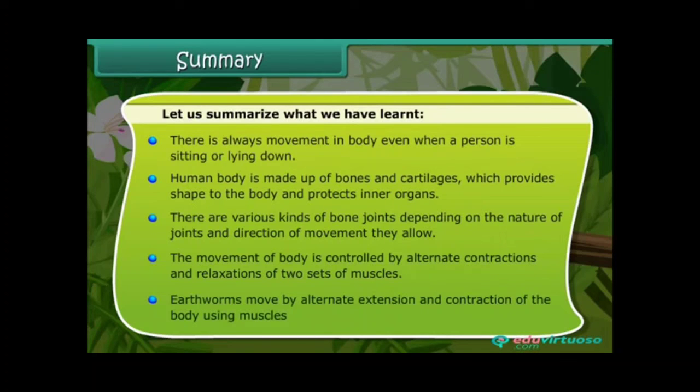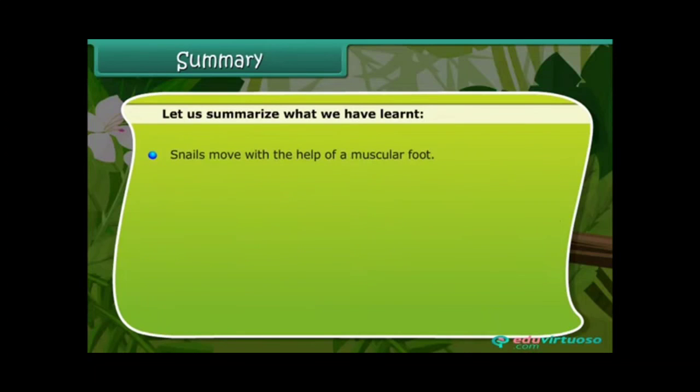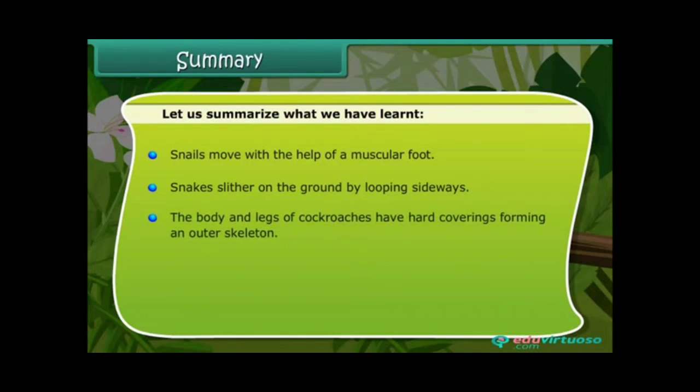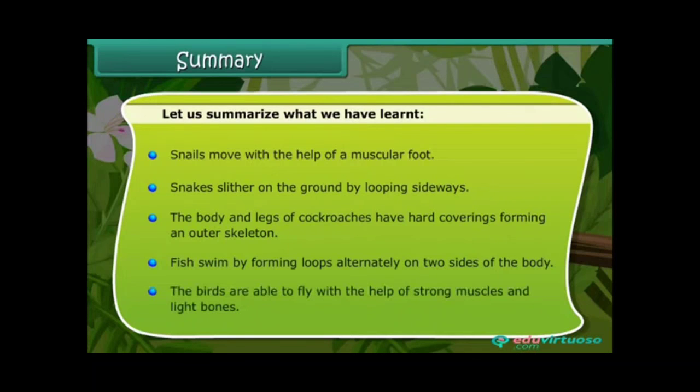Earthworms move by alternate extensions and contractions of the body using muscles. Snails move with the help of a muscular foot. Snakes slither on the ground by looping sideways. The body and legs of cockroaches have hard coverings forming an outer skeleton. Fish swim by forming loops alternatively on 2 sides of the body. The birds are able to fly with the help of strong muscles.